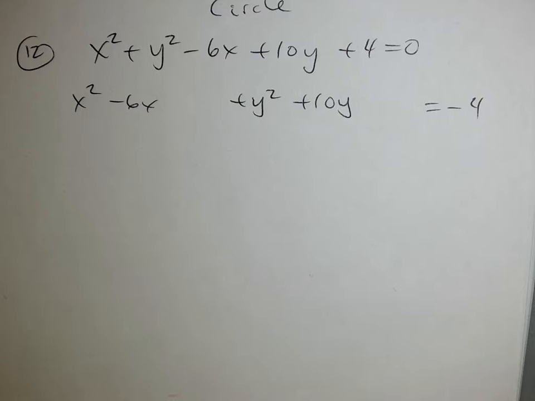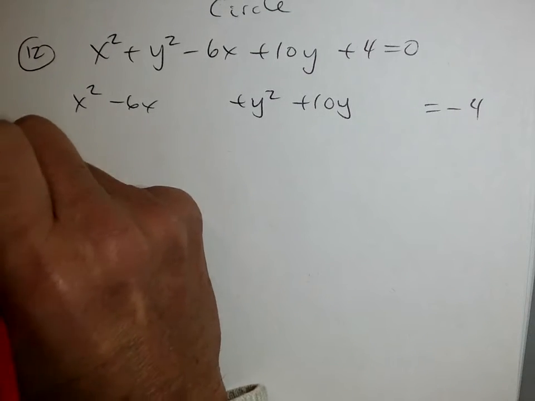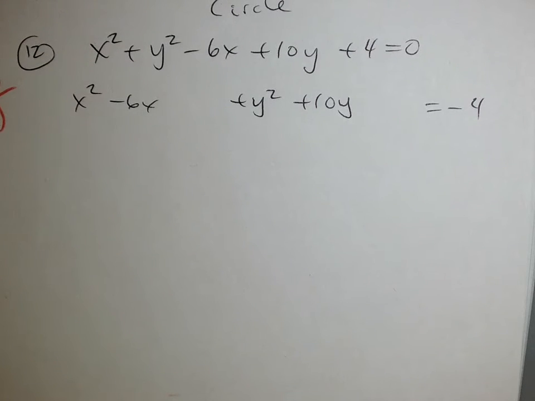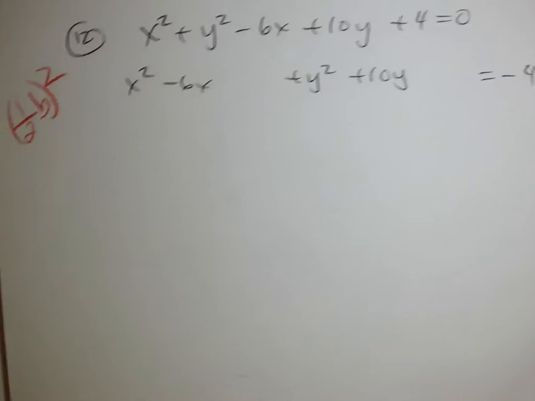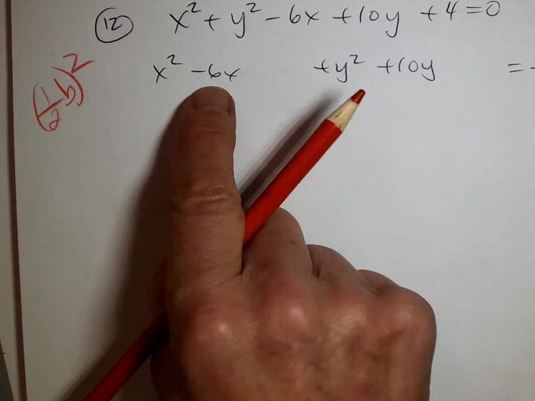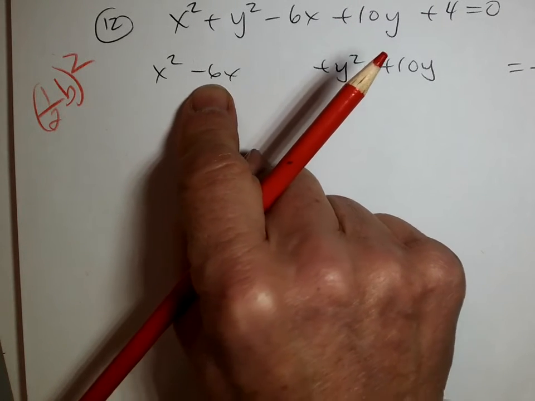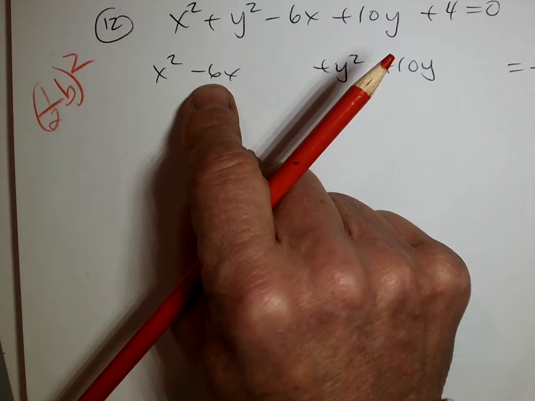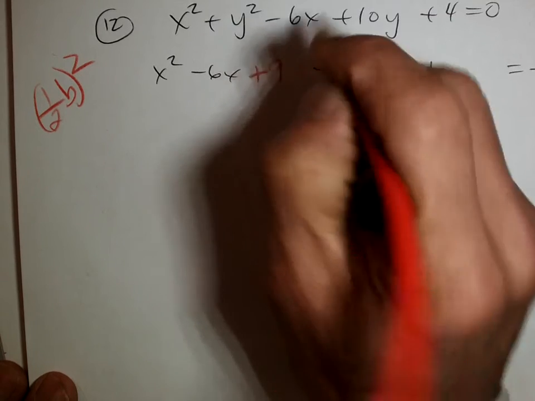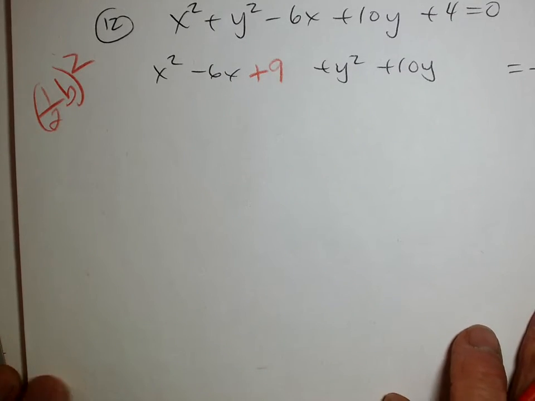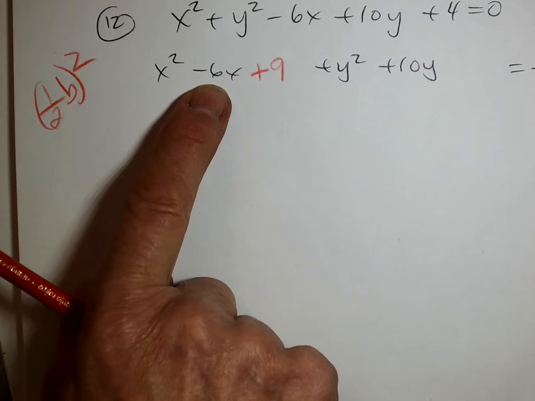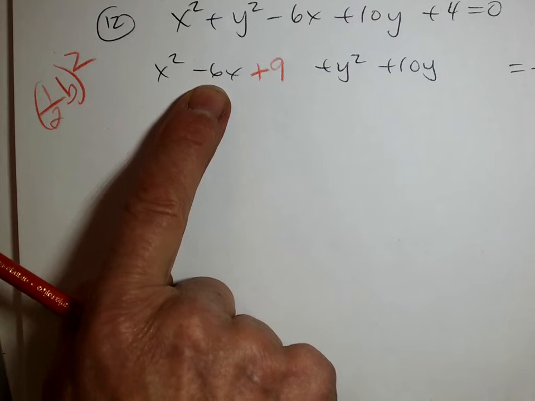Half of b and square it. Half of b, we're going to square, okay? So, negative 6. Half of negative 6 is negative 3. Negative 3 squared is a positive 9. You take half of b and then square it. Okay, Ellie? Half of this is negative 3.